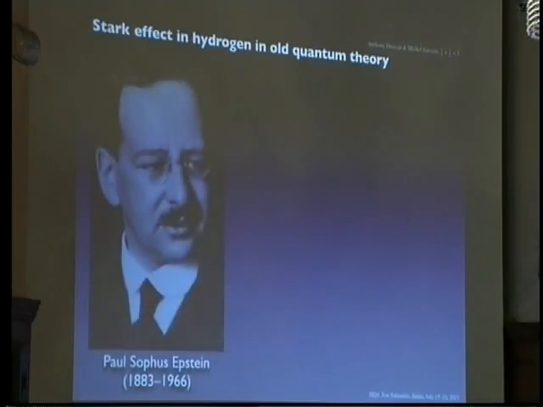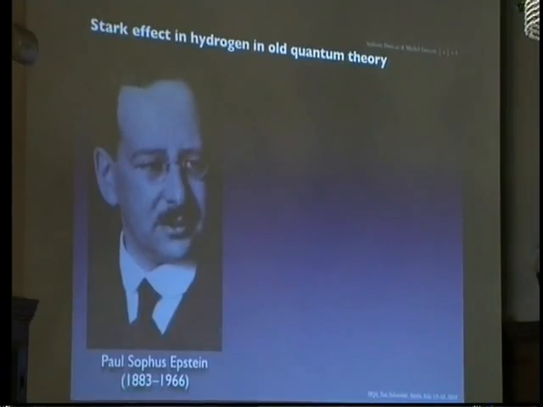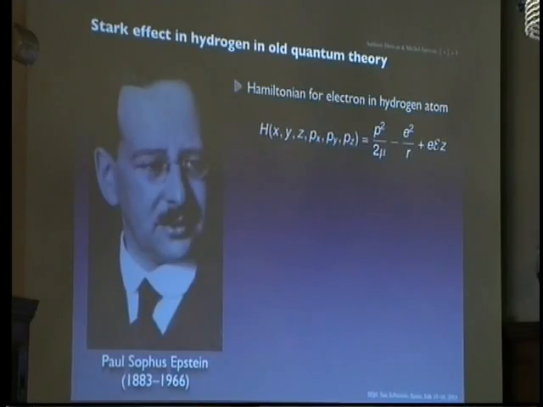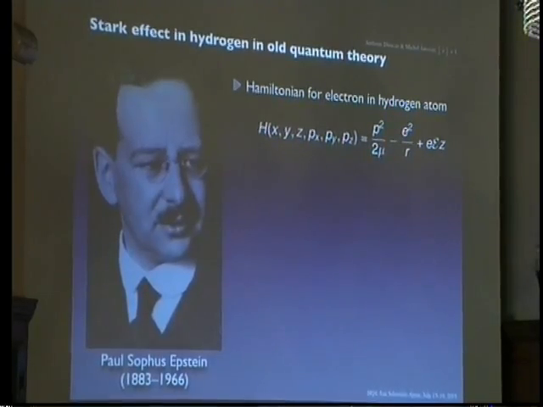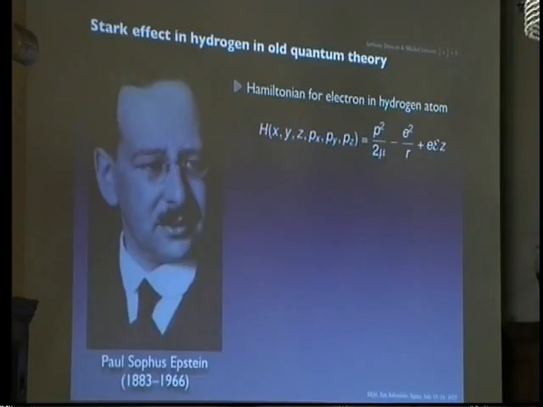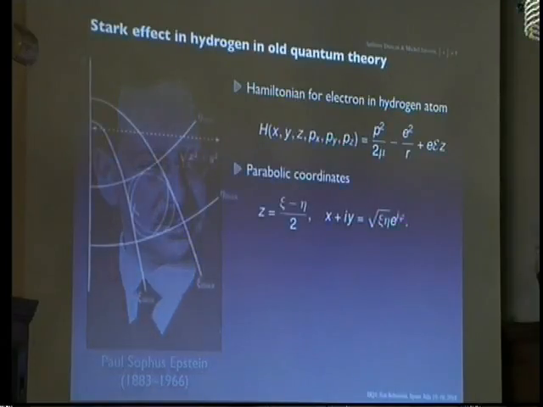All right, the Stark effect. So one of the people solving this was Paul Epstein, working with Sommerfeld during the First World War. We're looking at the Hamiltonian for an electron in a hydrogen atom in an external electric field. So this is the kinetic and potential energy, and here this funny E is the electric field. And we're now going to do this, for reasons that will become clear in a moment, in parabolic coordinates.